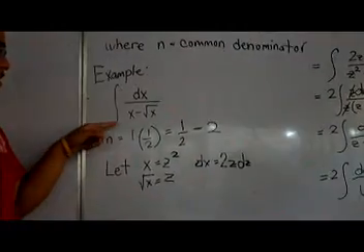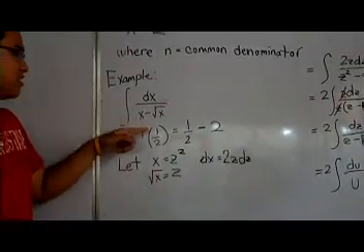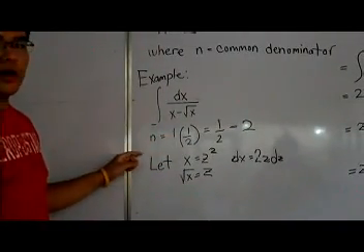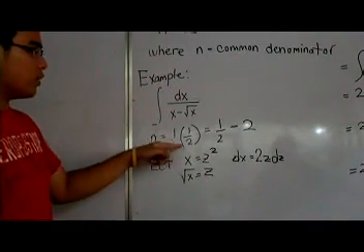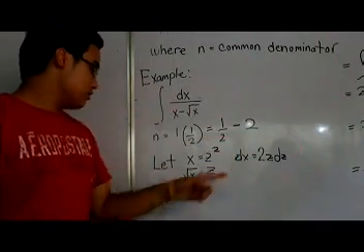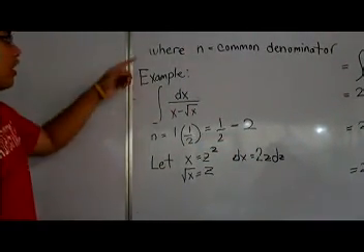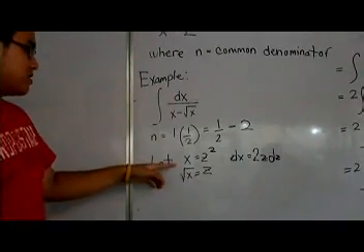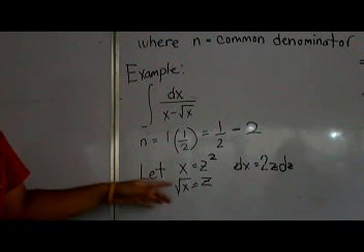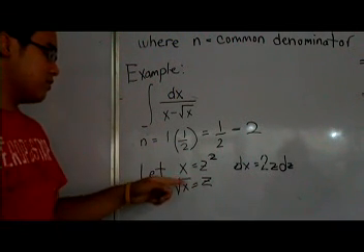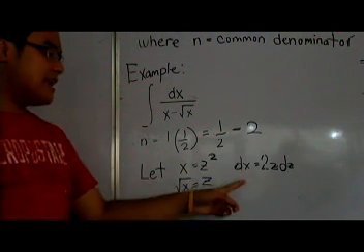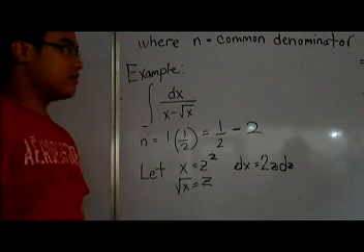Since x has an exponent of 1 and square root of x has an exponent of 1/2, we should get the common denominator. Therefore, the common denominator is 2. From now, we follow the overview and let x equal z squared, and by square rooting both sides, square root of x is equal to z. Therefore, dx is equal to 2z dz.